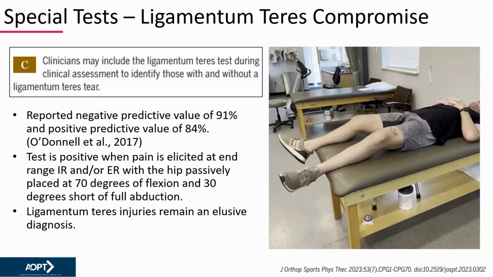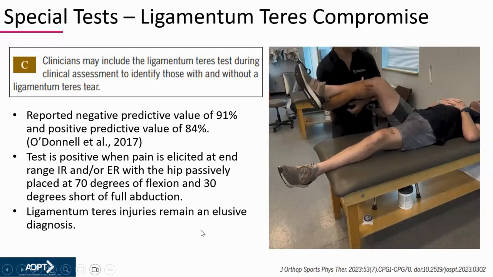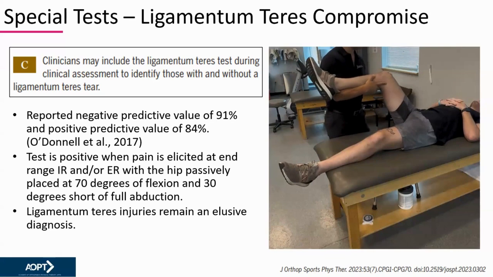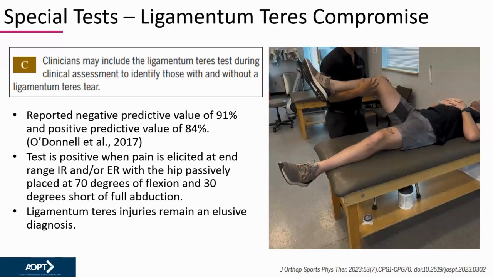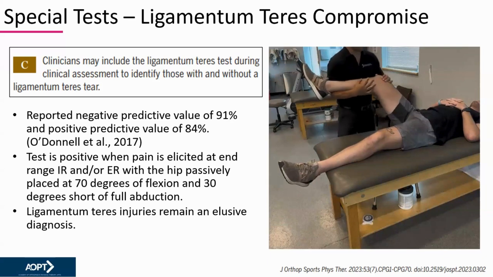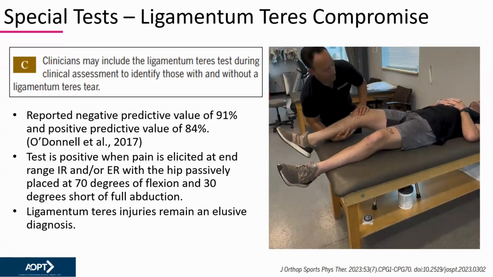The test is performed by flexing the hip to approximately 70 degrees of flexion, 30 degrees short of the patient's available full abduction. The examiner then passively internally and externally rotates the hip to end range, looking for the patient to report symptom provocation at end range of either rotational motion. O'Donnell's group correlated this with findings under arthroscopy.